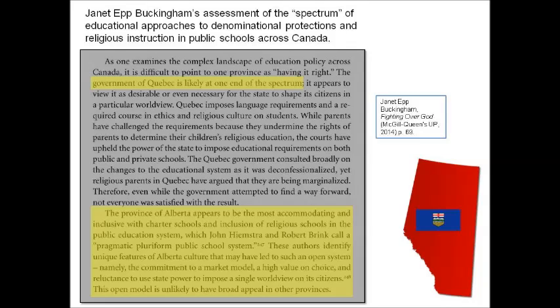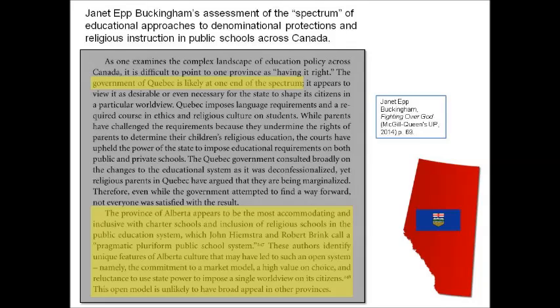She contrasts that with Alberta, see? She says, "The province of Alberta appears to be the most accommodating and inclusive with charter schools and inclusion of religious schools in the public education system, which John Hiemstra and Robert Brink call a 'pragmatic, pluriform public school system.' These authors identify unique features of Alberta culture that may have led to such an open system, namely the commitment to a market model, a high value on choice, and reluctance to use state power to impose a single worldview on its citizens. This open model is likely to have a broad appeal in other provinces."